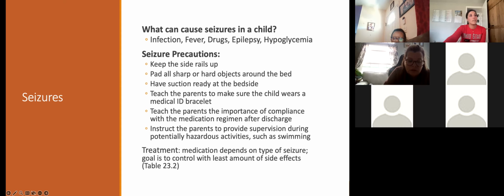Our medication is going to depend on the type of seizure. Our goal is to control our seizures while producing the least amount of side effects. In your book, table 23.2 has a list of the common medications that we use to treat seizures in pediatric patients.